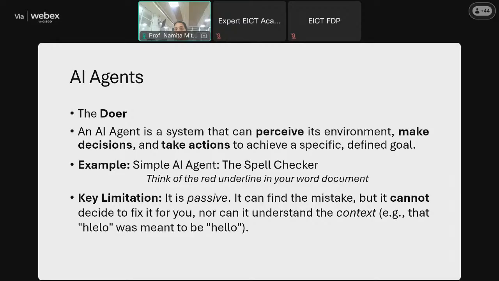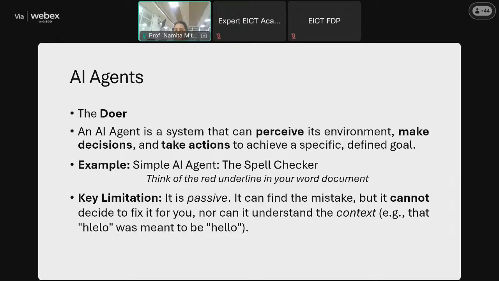So an agentic AI agent is a system that can perceive its environment, make decisions, and take action to achieve a specific defined goal. The simple AI agent is not agentic AI, it's an AI agent. The spell checker, that is what we have been using for so many years. Spell checker, Turnitin, these are AI agents. Think of the red underline in your Word document. Sometimes we start writing and we get some recommendation, you type this word, you do it like that. That is a kind of AI agent.